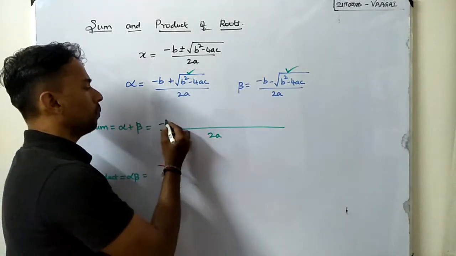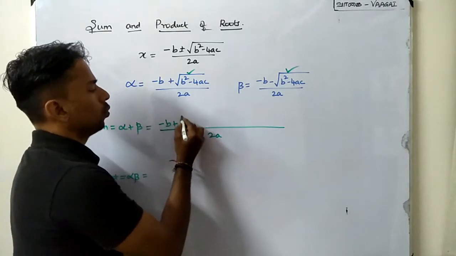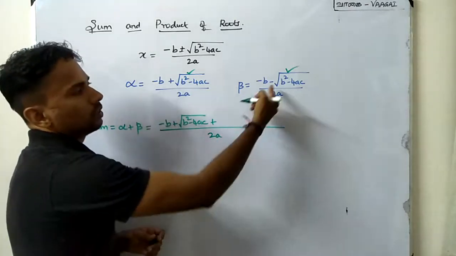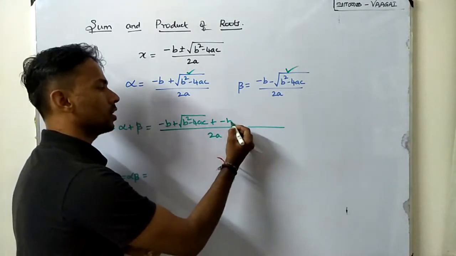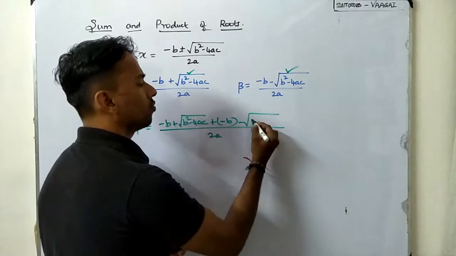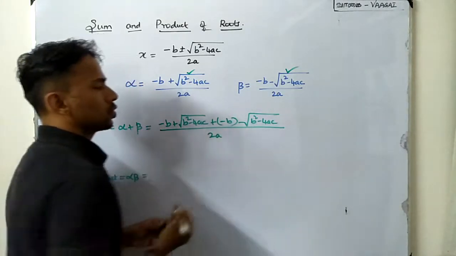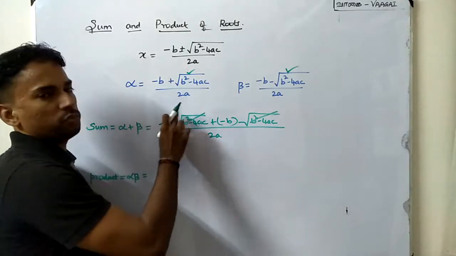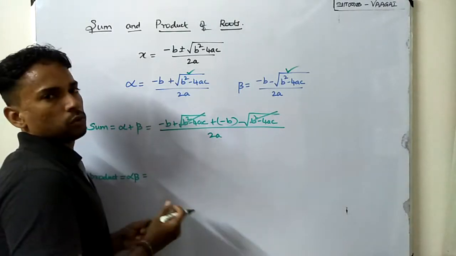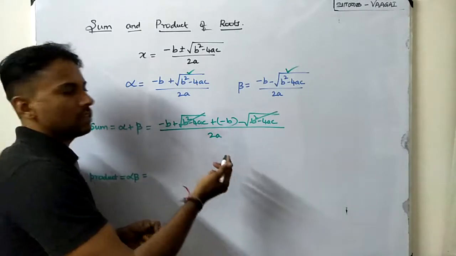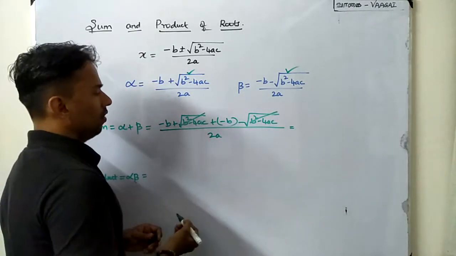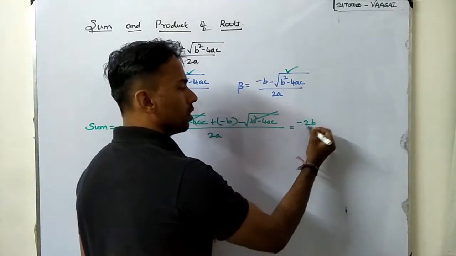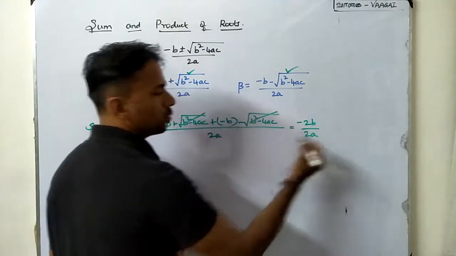So we'll be getting minus b plus root of b square minus 4ac plus the numerator of the second term, which is minus b minus root of b square minus 4ac. Here we can clearly just cancel out these two terms, because we have plus root of b square minus 4ac and minus root of b square minus 4ac. So we can cancel, and we'll be left with minus b plus minus b in the numerator, which will be giving us minus 2b divided by, as usual, the denominator 2a.